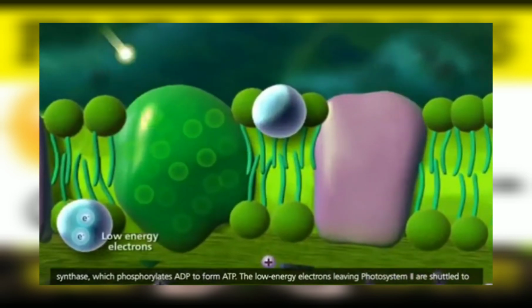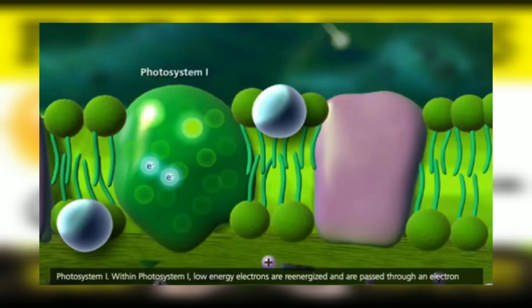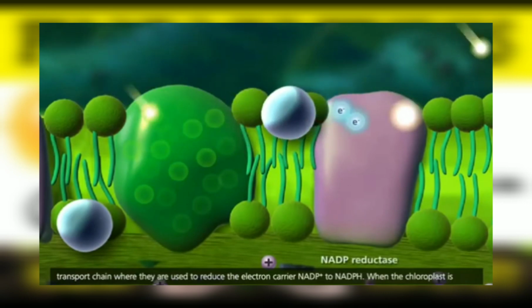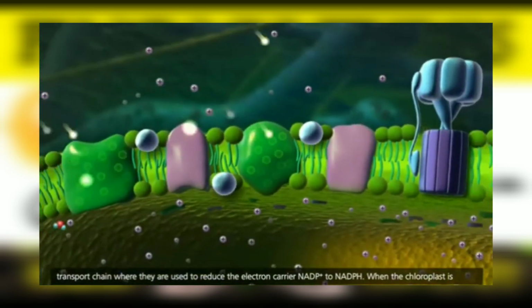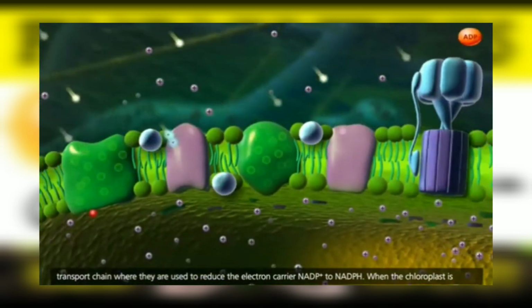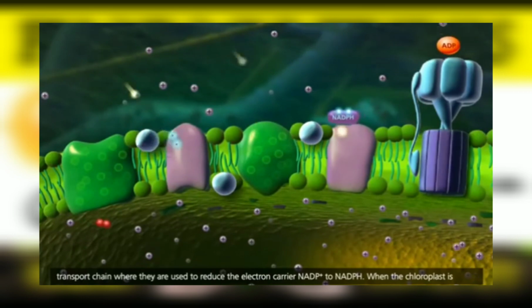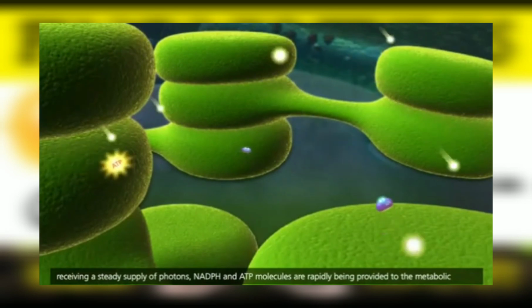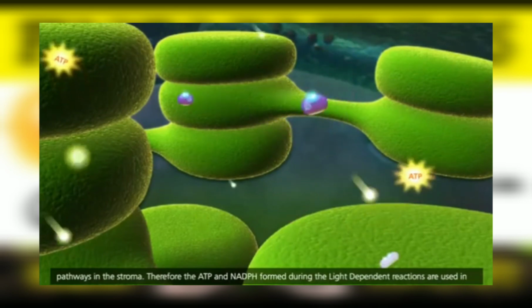The low-energy electrons leaving photosystem 2 are shuttled to photosystem 1. Within photosystem 1, low-energy electrons are re-energized and are passed through an electron transport chain where they are used to reduce the electron carrier NADP+ to NADPH. When the chloroplast is receiving a steady supply of photons, NADPH and ATP molecules are rapidly being provided to the metabolic pathways in the stroma.